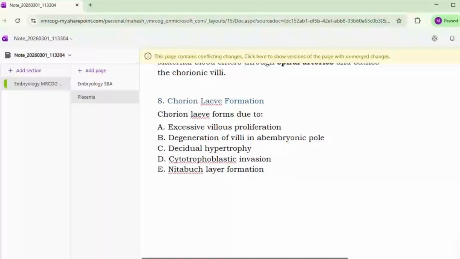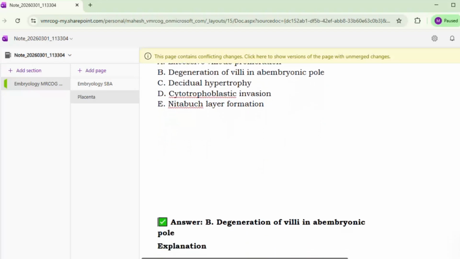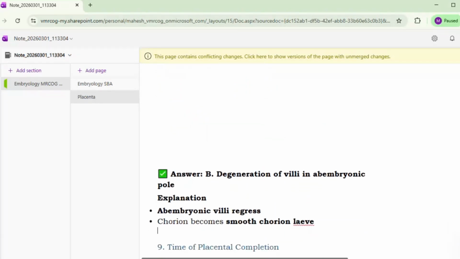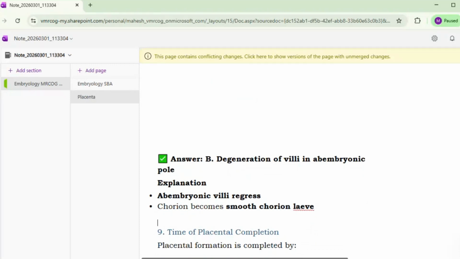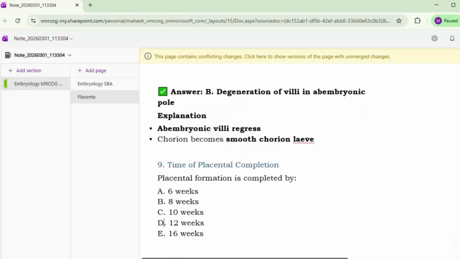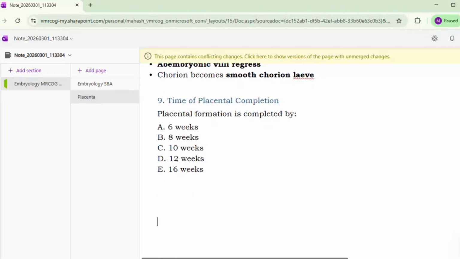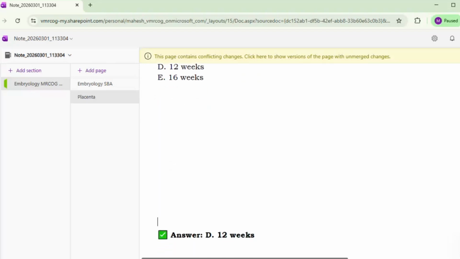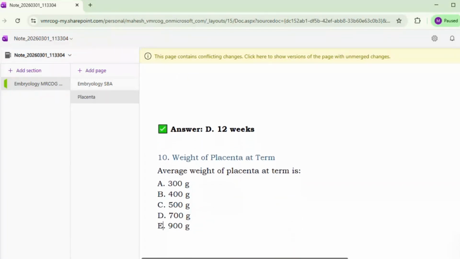Next. Chorion laeve forms due to degeneration of villi in the abembryonic pole, option B. The abembryonic villi will regress, and the chorion becomes smooth. Next. Placental formation is completed by option D, 12 weeks. By 12 weeks, the placenta gets completely formed.